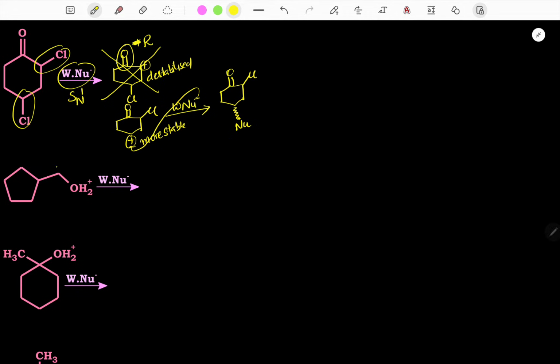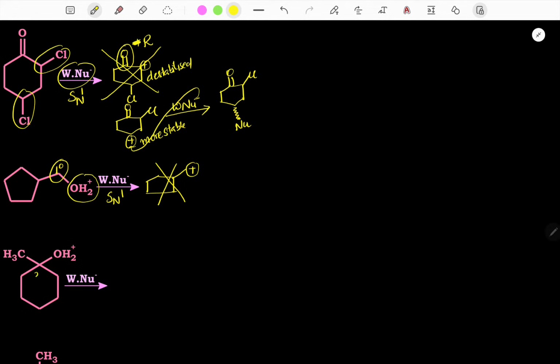Next one, it is a primary carbon. It is connected to a good leaving group, OH2 plus, and weak nucleophile prefers SN1. So we expect that after removing the leaving group a primary carbocation will form. We expect this, but here the primary carbocation will not form at all. The primary carbocation will not form. SN1 mainly prefers a stable carbocation. If the stable carbocation is not forming, there is no reaction.